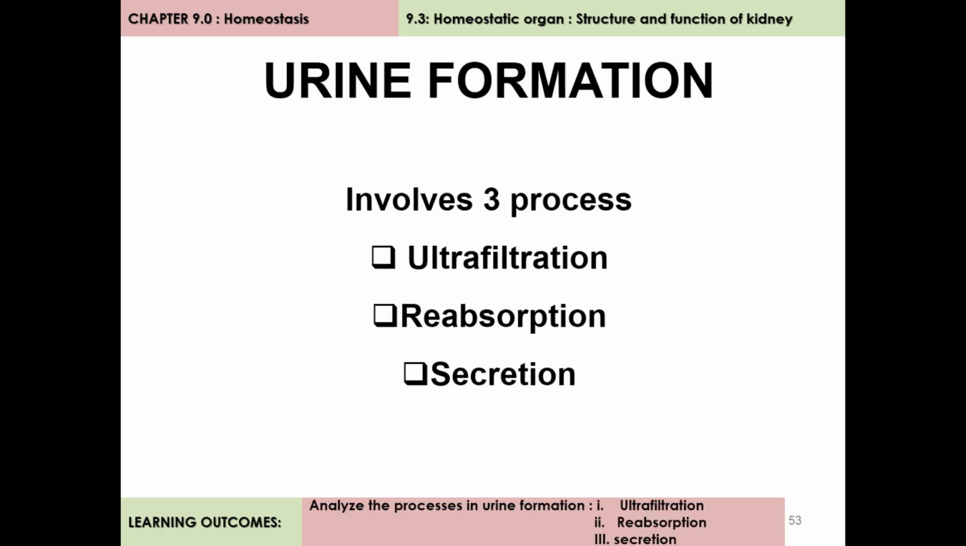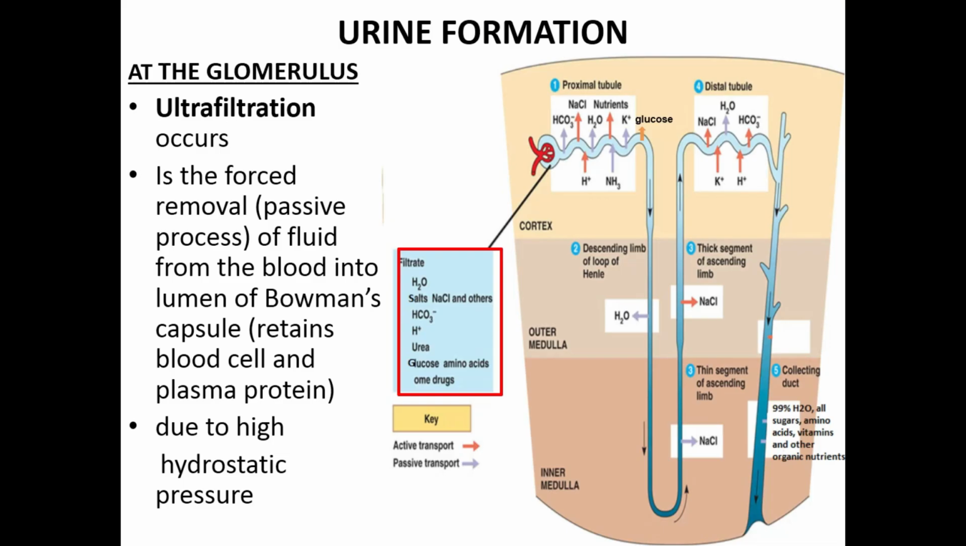Okay, urine formation. Urine formation involves three processes. The first one is ultrafiltration. The second one is reabsorption, and the third one is secretion. Okay, so we move first to ultrafiltration.